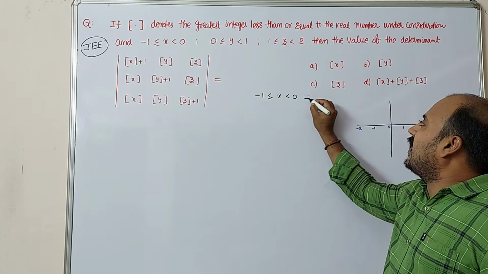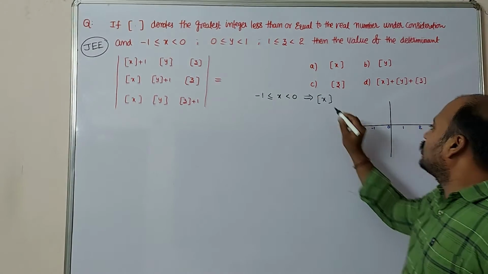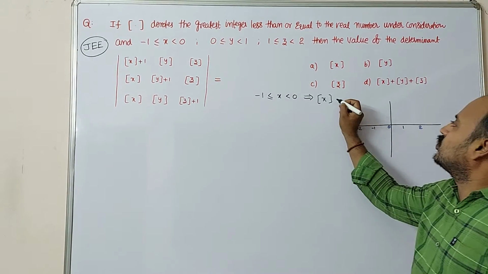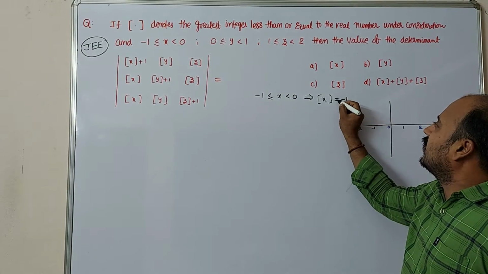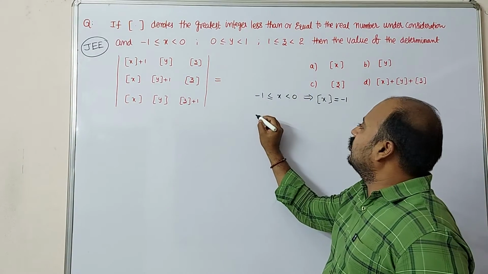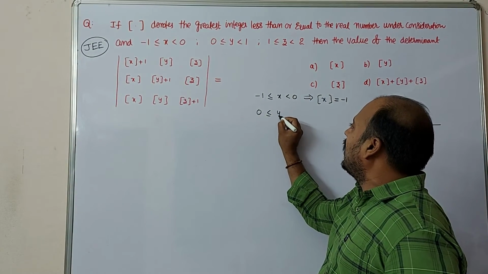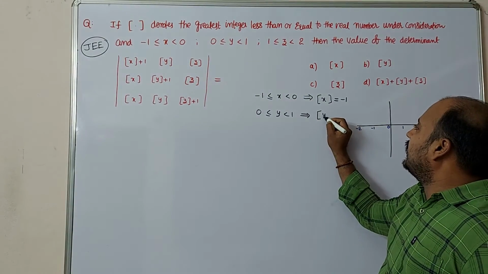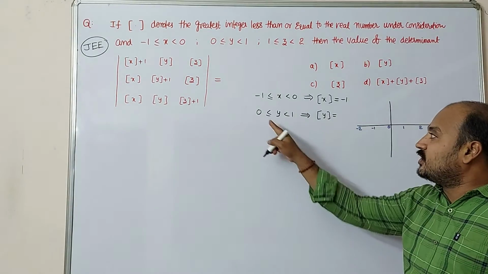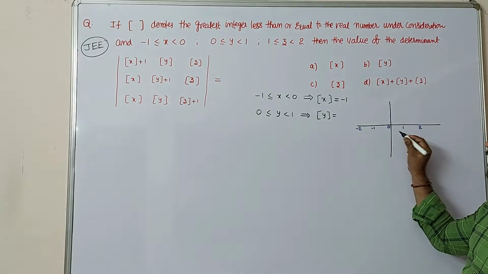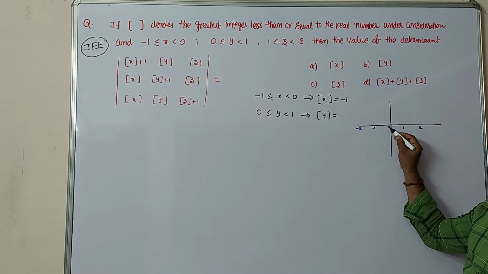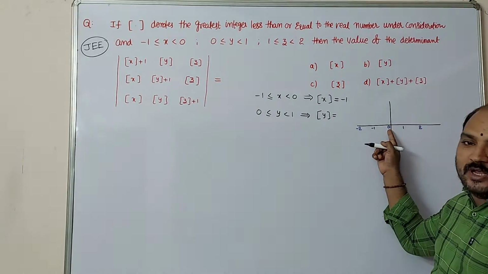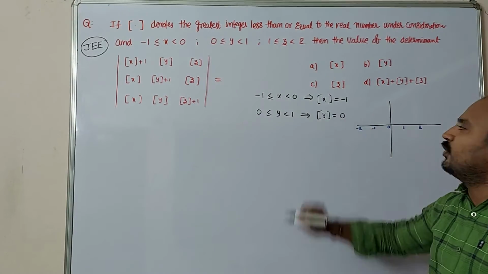So the value of x lies between minus 1 and 0, so it will take only the left side value. That means minus 1. So [x] is equal to minus 1. Come to the second value. 0 is less than or equal to y is less than 1. That implies [y], the value of y lies between 0 and 1. Any value between 0 and 1, it reaches the left side value, so it will become 0.